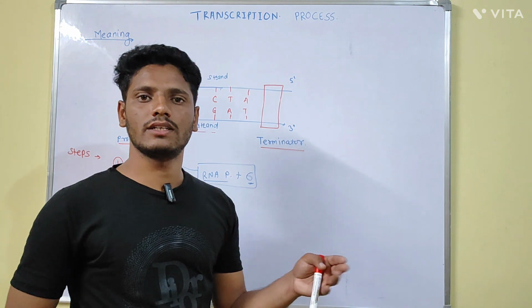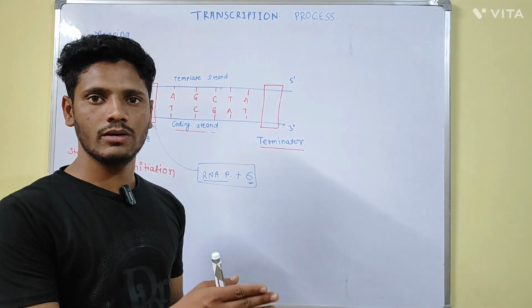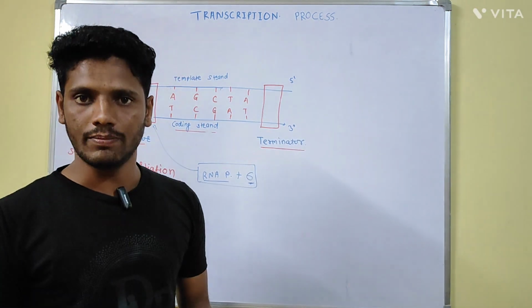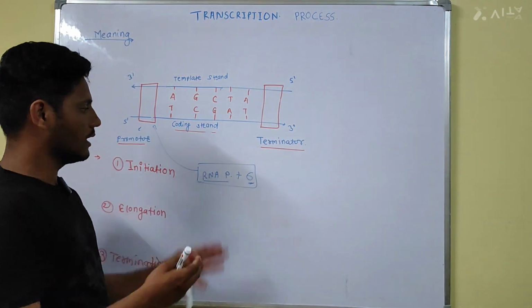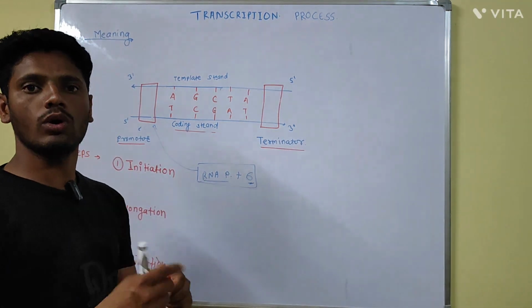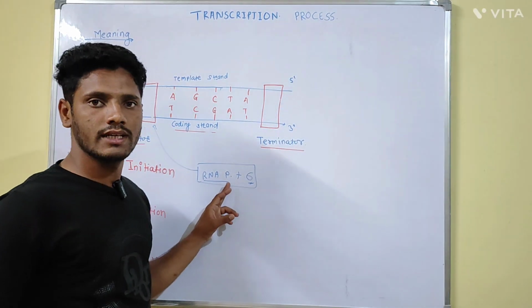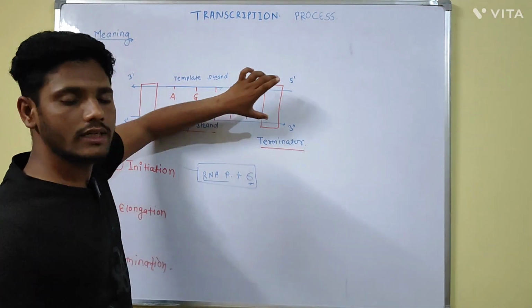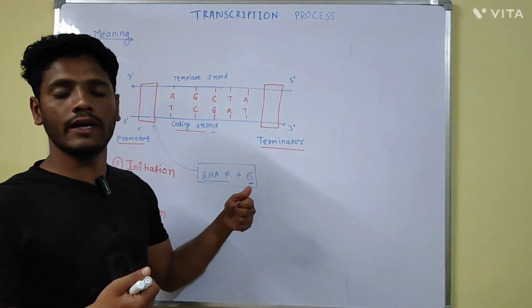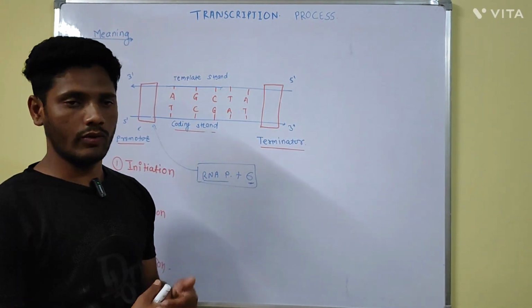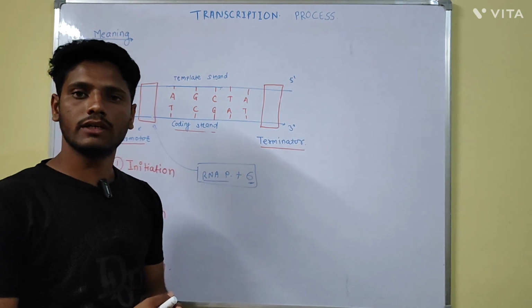In case of replication, the helicase enzyme breaks the hydrogen bonds and the two strands of the DNA get separated. But in case of transcription, the RNA polymerase enzyme itself locally unwinds the DNA strands. This RNA polymerase enzyme moves along the DNA strand, causing local unwinding of the DNA strand, and one of the strands acts as the template strand.